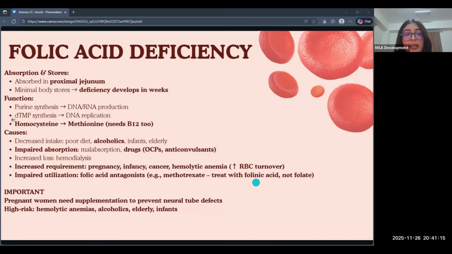Now, it's important to remember that in pregnant women, you need to supplement folic acid to prevent neural tube defects. And there's high risk of developing folic acid deficiency in hemolytic anemias, alcoholics, and elderly people because of RBC turnover. With increased erythropoiesis and hematopoiesis, folic acid supplementation is required.